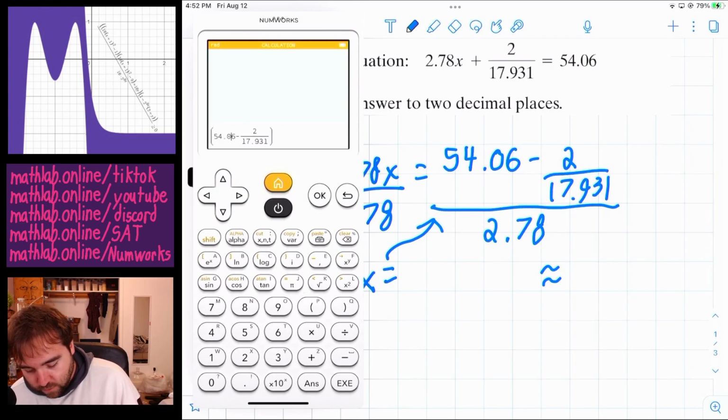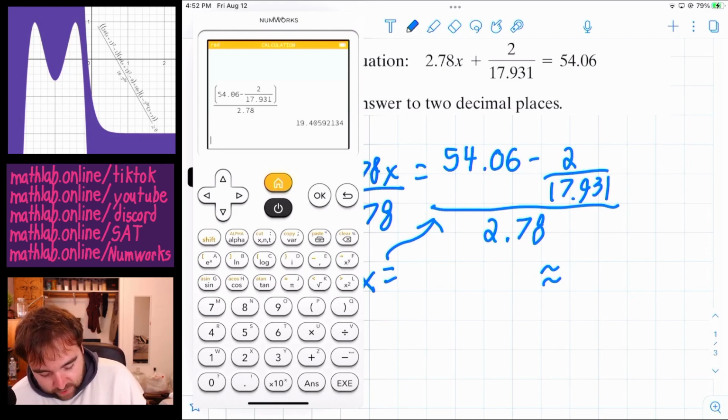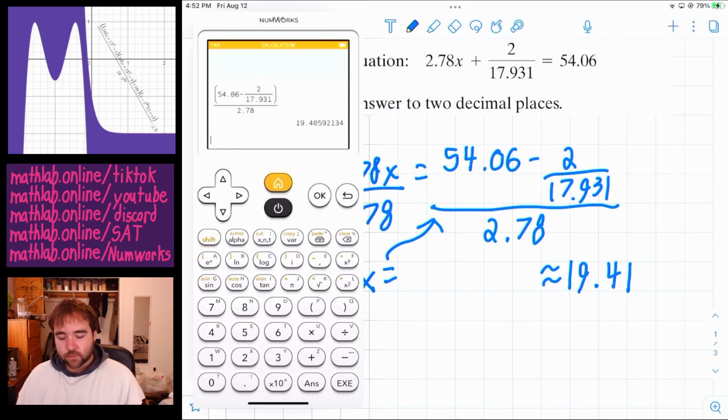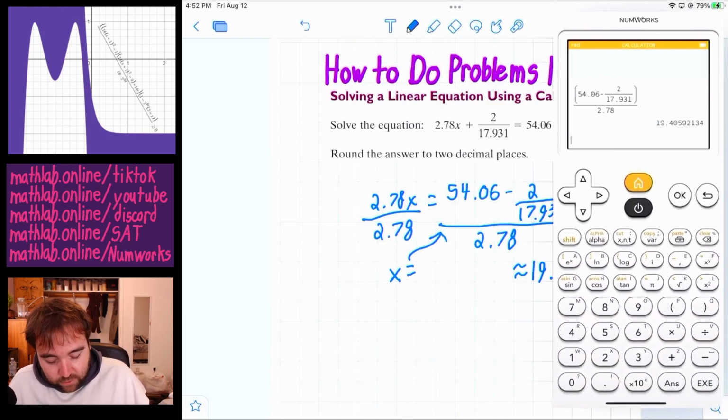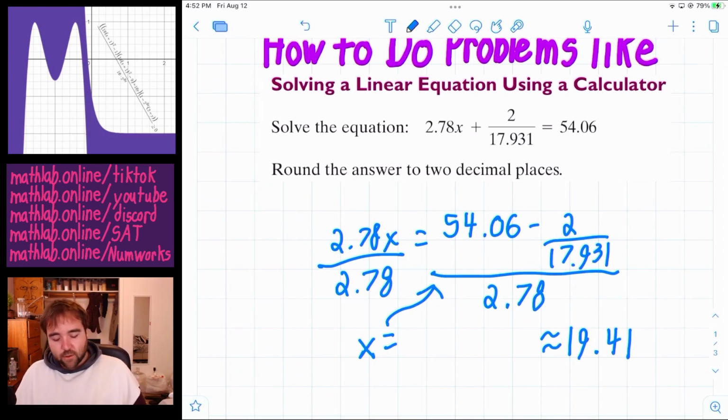So go to the front, go to the back, and then divided by 2.78. And see how that's the same thing we have there. We hit enter, and so that is about 19.4, what does it say, 2 decimal places? So that means we need to round up to 19.41. And there we go. That's what x is going to equal. It's harder to plug back in because it's a decimal, so we'll just trust that that's what x equals.